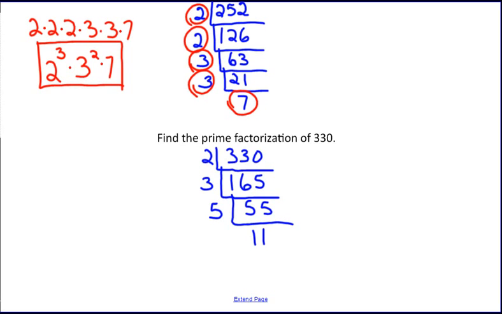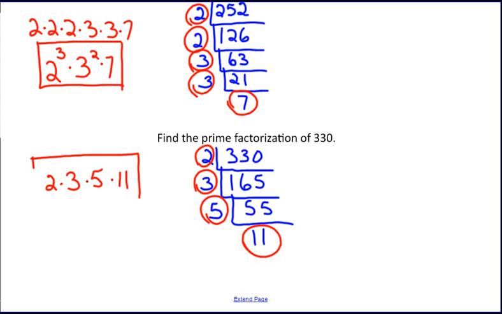The prime factorization of 330 would be 2 times 3 times 5 times 11. And that is as compact as we can make it.